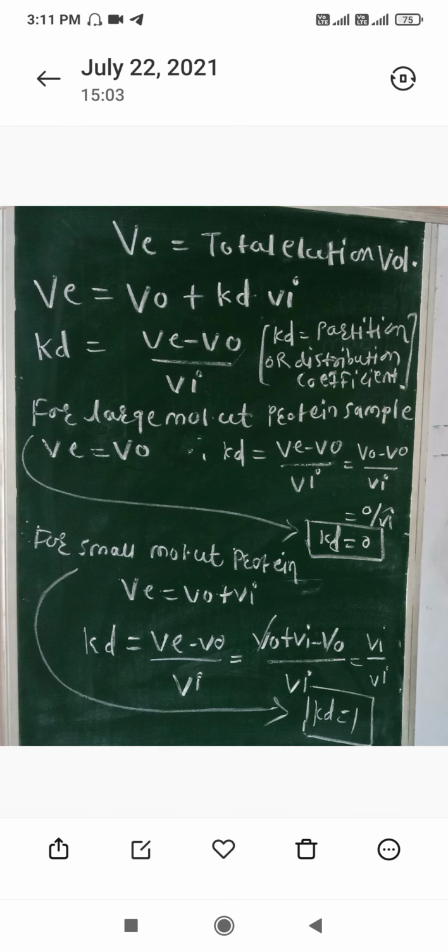By putting the value of V in the Kd, the equation becomes V0 plus Vi minus V0 divided by Vi. V0 and V0 get cancelled. Vi upon Vi, the answer is 1. So the Kd value is 1 for the small molecular weight protein.